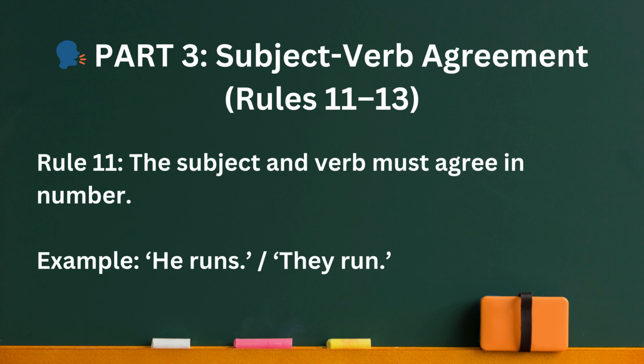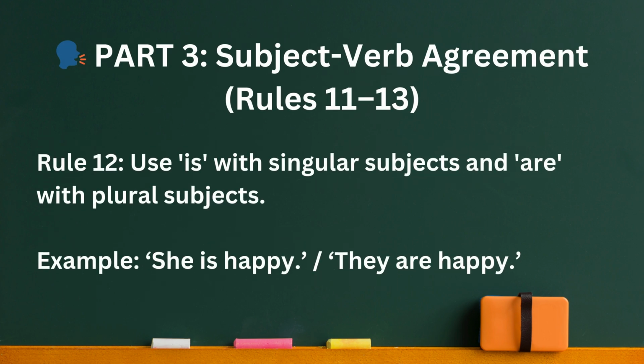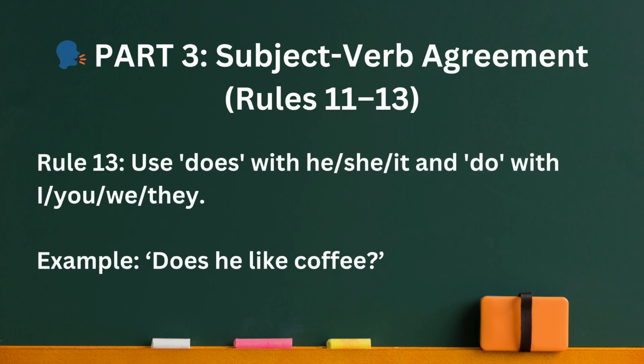Rule 11: The subject and verb must agree in number. Example: He runs. They run. Rule 12: Use is with singular subjects and are with plural subjects. Example: She is happy. They are happy. Rule 13: Use does with he, she, it, and do with I, you, we, they. Example: Does he like coffee?